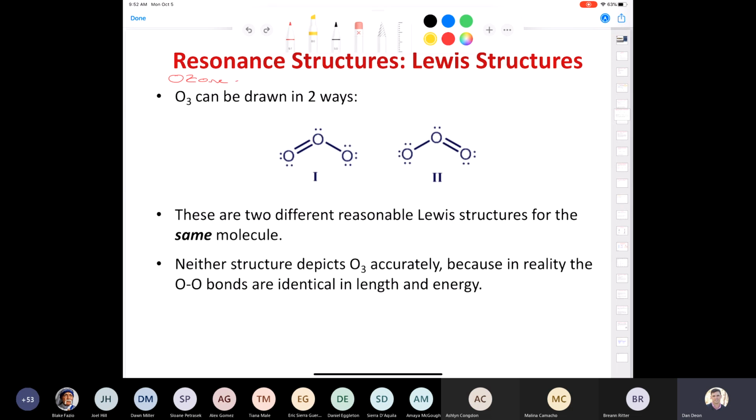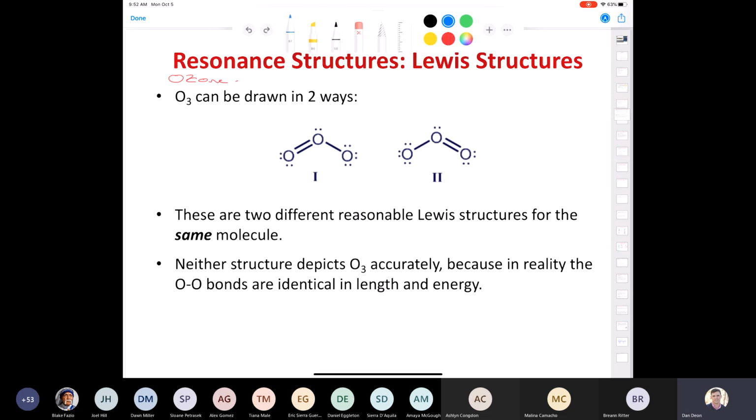Now you might be thinking, come on, Mr. Dion, these are the exact same thing. All I would have to do is draw an axis like this and spin this around 180 degrees, and I'd end up with this. So they're identical. They're not different. You're crazy. Well, hold on. They are different.